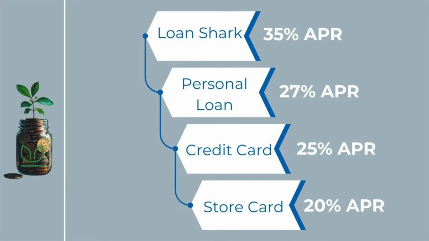So again, to our order of attack, we said we tackle first the loan shark, which is the highest interest debt at 35%. Then we kill that interest fast. Then we move to the next highest, which is the personal loan. And after we are done with the personal loan, we move on to the credit card, which is the next highest. After that, then we tackle the store card. And the store card here is the one with the lowest interest rate for us.